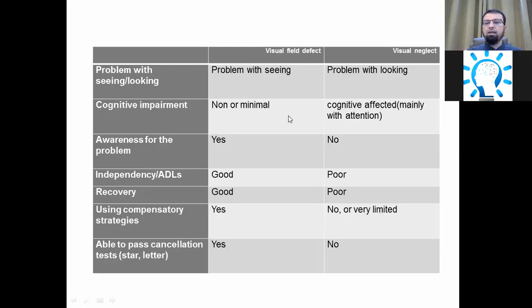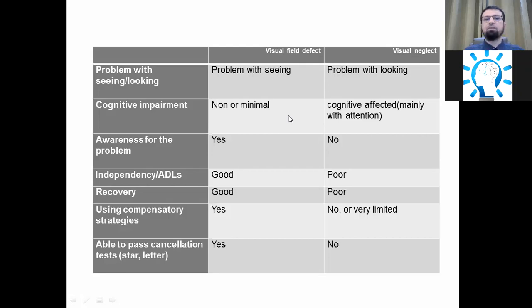Now, how can I assess the patient with visual field defect? Using the confrontation test. How can I assess the patient with neglect? Using the star cancellation test. There is more than one test. Star cancellation, we will talk about it. It is about assessing the peripersonal space in front of the patient.